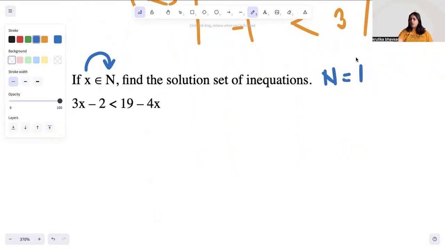It starts from 1, 2, 3 up till n, right? Up till infinity. It goes on. Okay, let's see what happens.